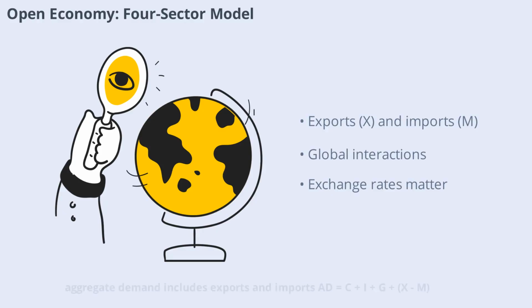Now aggregate demand includes exports and imports. AD equals C plus I plus G plus X minus M. Exports add to demand while imports subtract from it. This model reflects the real-world complexity of economies interacting globally. Exchange rates, trade policies, and global demand all play roles in determining output and employment in an open economy.